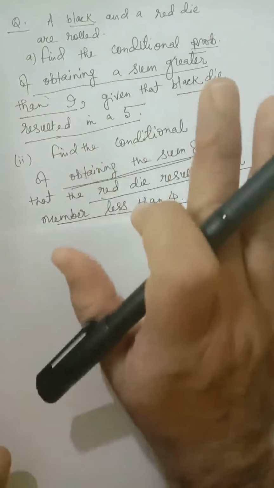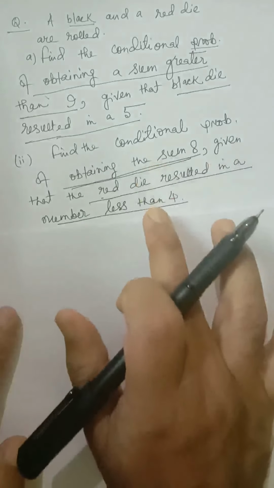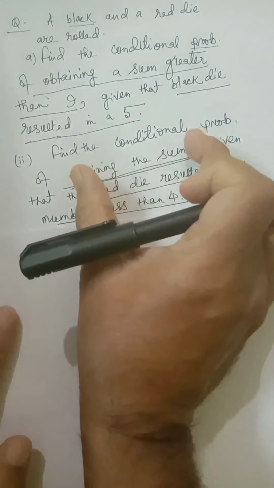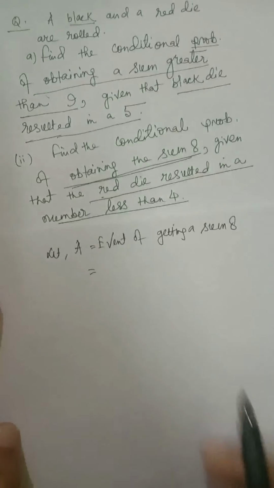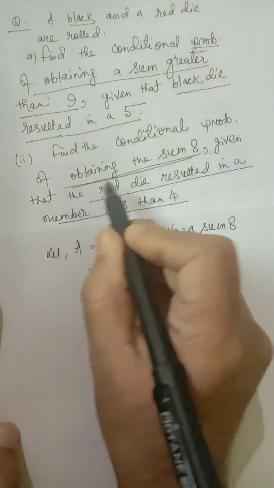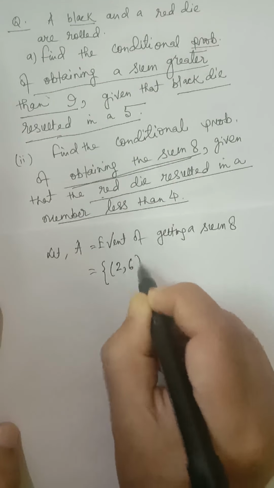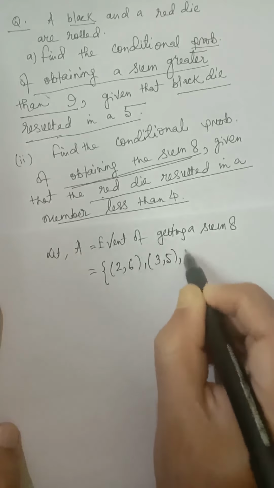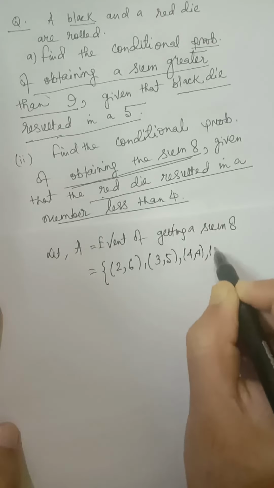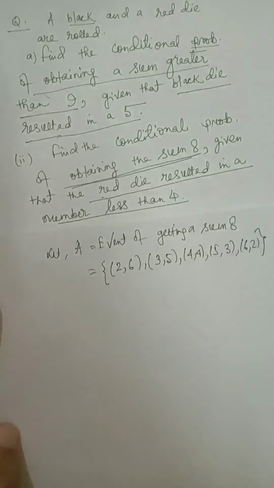We always have to think in this way: the event whose probability you have to find, and what is the given condition. So I have assumed A equal to the event of obtaining the sum 8. The sum will be 8 in these cases: (2, 6), (3, 5), (4, 4), (5, 3) and (6, 2). These are the cases when the sum is 8.